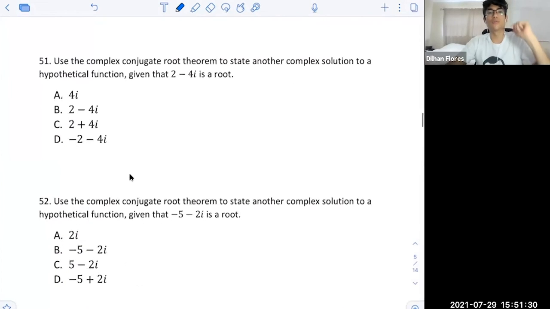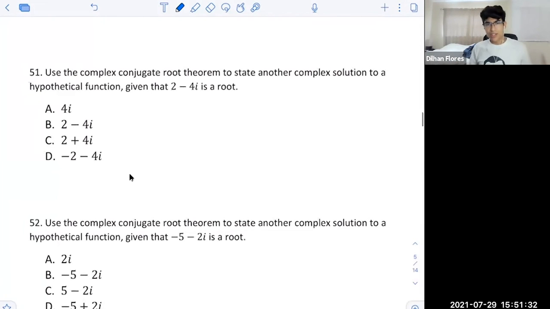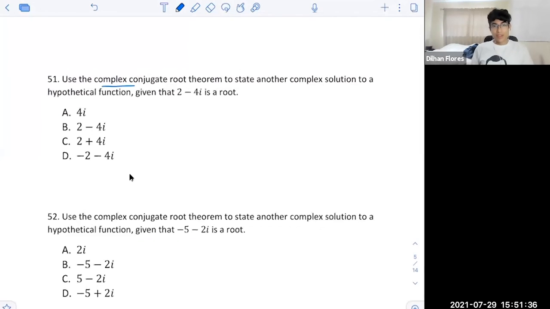All right, cool. So using the complex conjugate root theorem sounds very spooky. We want to say another complex solution to a hypothetical function, given that 2 minus 4i is a root. So a conjugate is whenever you have an expression with 2 terms where the sign in the middle is flipped. That is all a conjugate is.